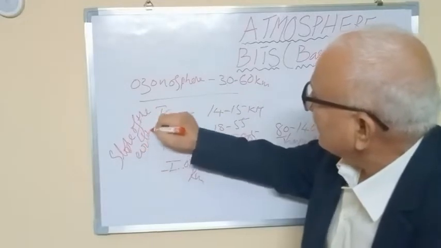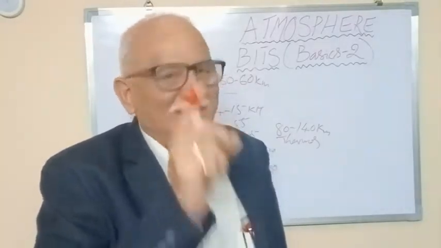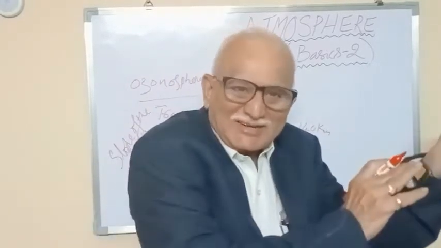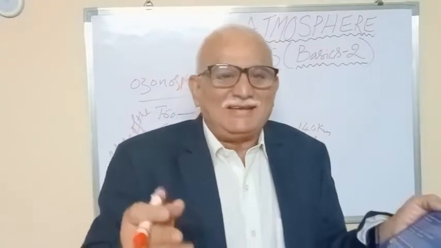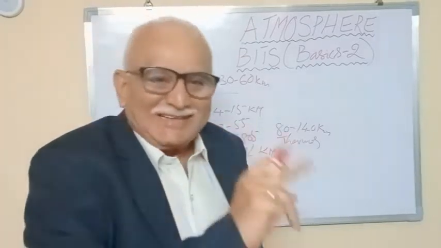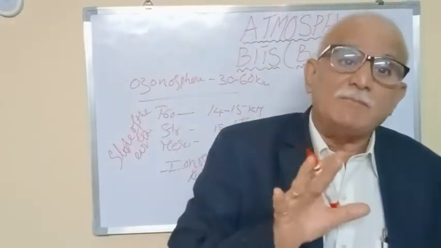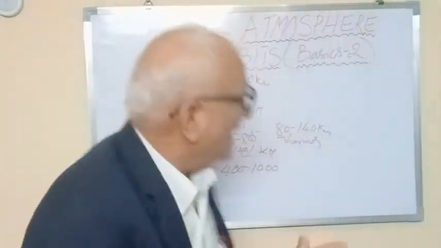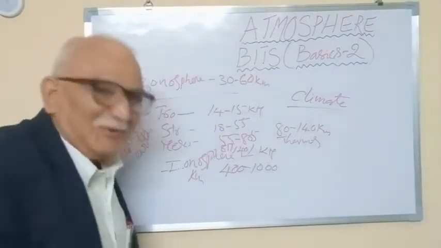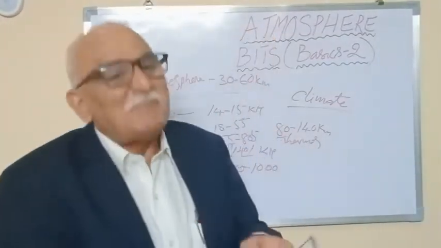Now another one: the state or condition of the atmosphere at a particular place and a given instant of time is known as dash. It is weather. The generalized weather, or summation of weather conditions over a given region during a comparatively longer period, is known as climate. This bit is likely to come. Meteorology itself is defined as the study or science of the atmosphere.